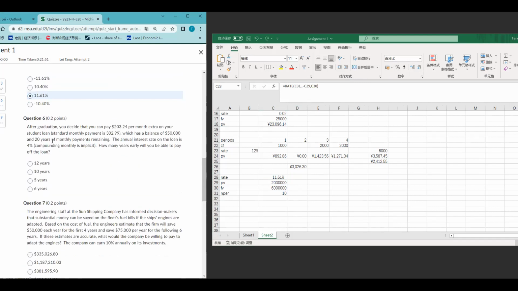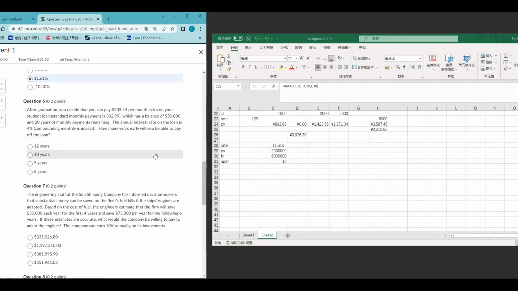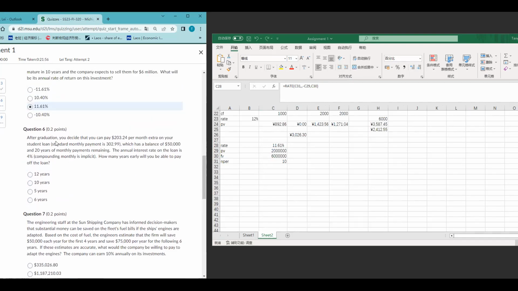Okay, for question 6. After graduation, you decide that you can pay 200 pounds extra. So this money is going to be extra on your student loan. The standard monthly payment is 300. The balance is 50,000 over 20 years. The annual interest rate on the loan is 4%.